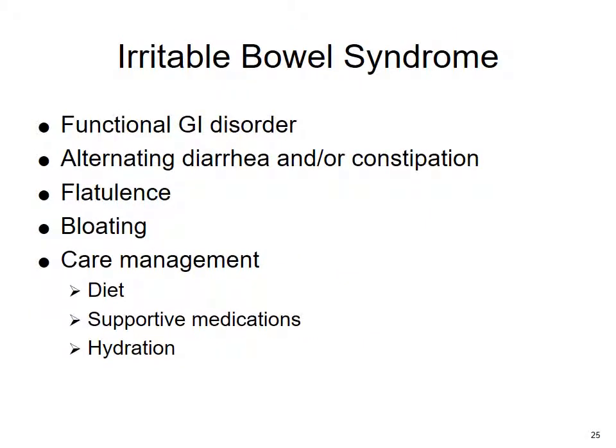Irritable bowel syndrome is a functional GI disorder. This could be alternating diarrhea and/or constipation, and it's often food related. There's often associated large amounts of flatulence and bloating, and care management is going to involve dietary management, avoiding foods that are irritants. It may involve supportive medications such as antidiarrheals or stool softeners, laxatives for those who are constipated, and maintenance of hydration, since that can fluctuate.